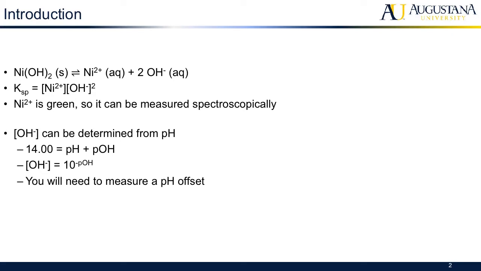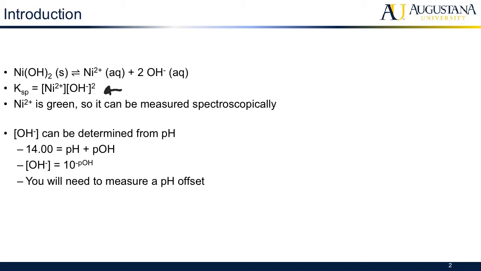Now, what we in the end want to determine in this lab is the KSP, or solubility product, for that reaction. And that K value is equal to the concentration of nickel 2 plus ions times the concentration of hydroxide ions squared in a saturated solution of nickel hydroxide. Now, in order to determine this, you need to measure those two quantities.